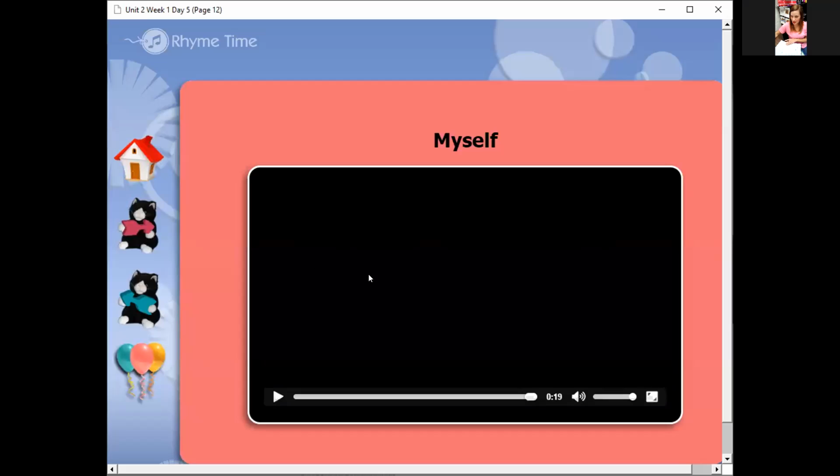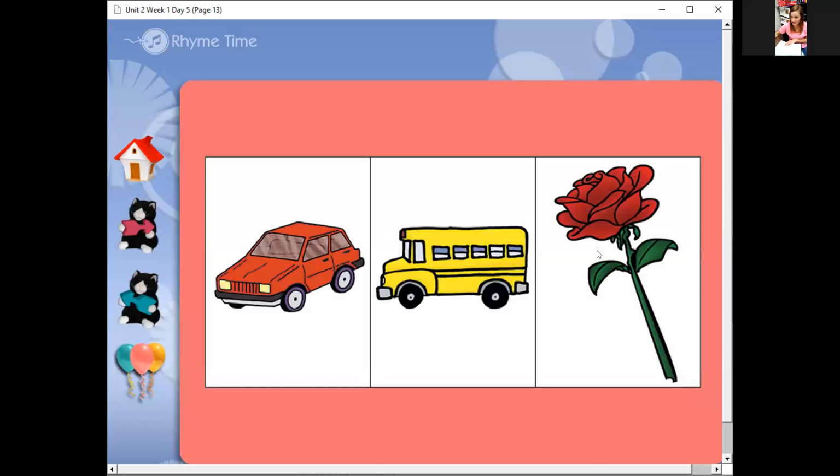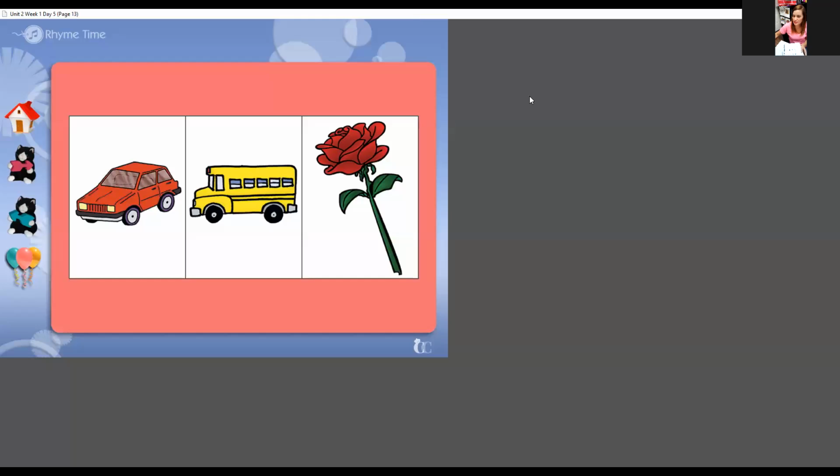Okay, we're going to play our picture match game today. So I am going to tell you a word. I'm going to show you three pictures, and you have to name the picture that rhymes. So let me make this bigger if I can. Okay, so the word is, which word rhymes with nose and toes?